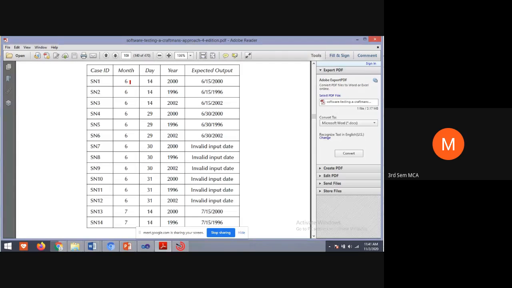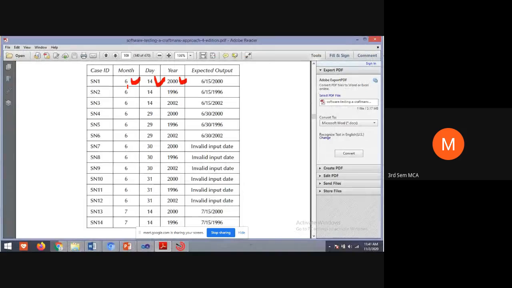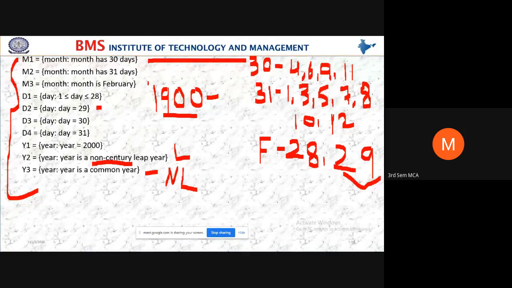Serial number 1: month 6, day 14, year 2000. It is according to my initial values, all the values are valid values. So the expected output is 15. Yes, students, are you following? Any doubt? Based on the conditions, here we have some test cases.